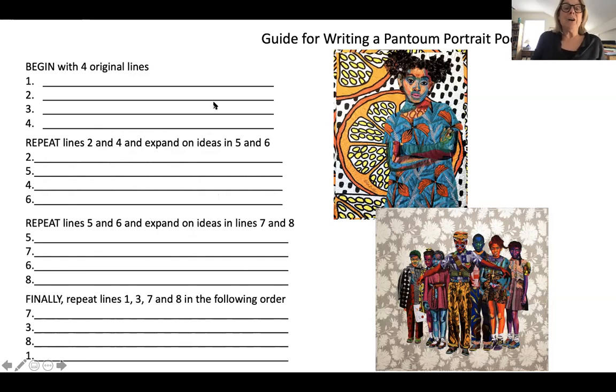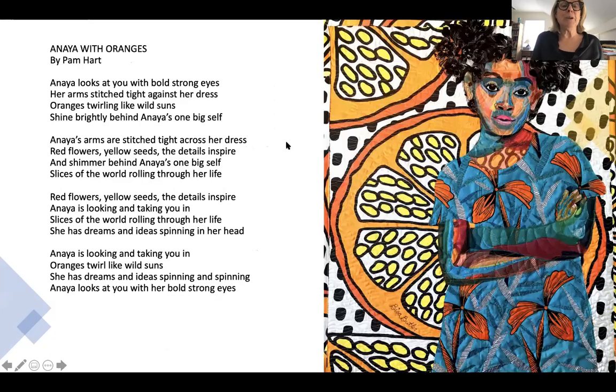You'll notice that this is a 4-stanza poem, each stanza having 4 lines. Again, you're not constricted by the length. If you want to make your Pantoum 8 stanzas, the trick for you will be just following this braided pattern and using that to pull you through and into the poem. Let me show you my draft and speak a little bit about that. I was really called by this incredible portrait of Anaya with oranges. So here's my poem, Anaya with oranges.